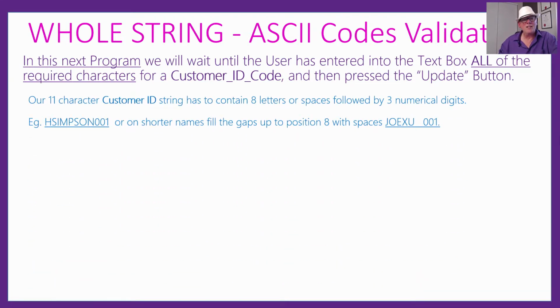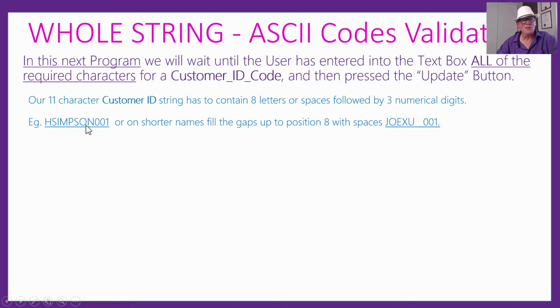All right, so we're having this 11 character customer ID for this example. It needs to be 8 letters or spaces and then have 3 number digits on the end. So a valid customer ID that's okay is like H Simpson, because that's got 8 letters. Then we've got 001, so it's got 3 digits on the end. Now, if you've got a shorter name and you don't have exactly 8, like Joe Zoo, he's only got 5, so we put in the 5 letters. Then you have 3 spaces to fill that up to 8 before you put 001, the digits on the end.